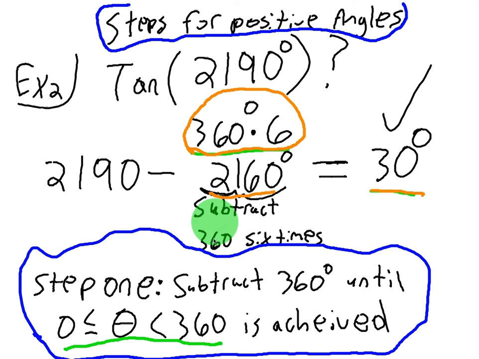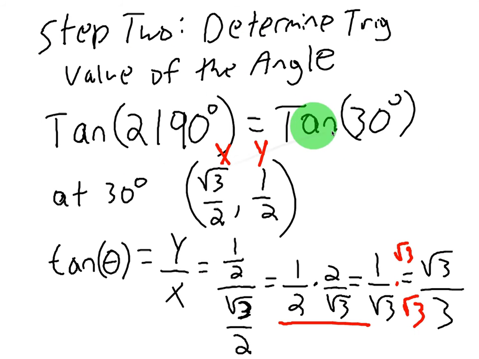In other words, we subtract 360 6 times. So again, it's helpful to just subtract multiples of 360. You could pull up a calculator and just keep subtracting 360 from this until you end up at 30 degrees. So that means that 2190 is the same as 30 degrees. So we can really just evaluate tangent of 30, because tangent of 30 is the same as tangent of 2190.